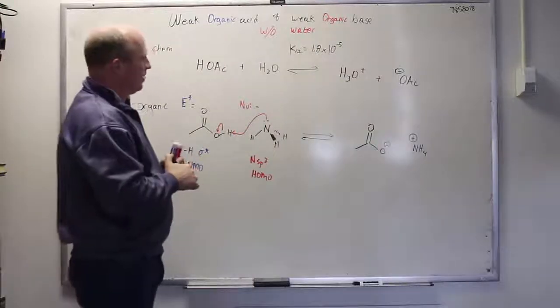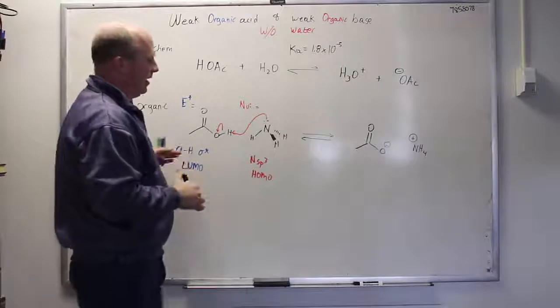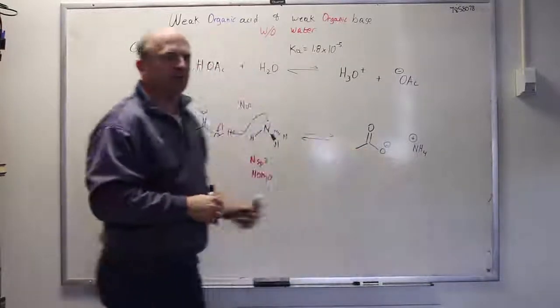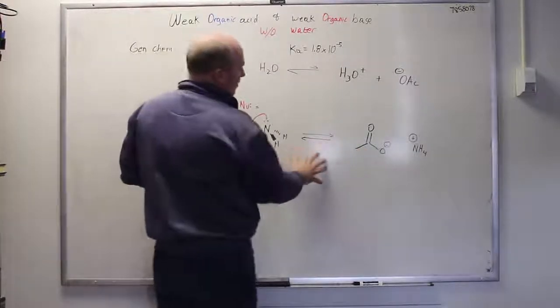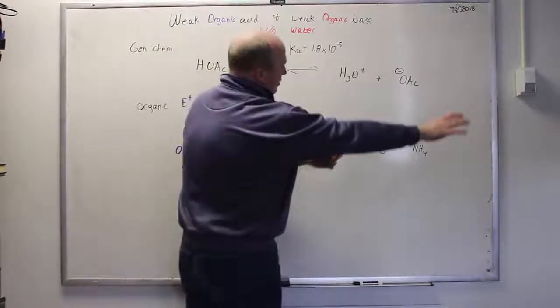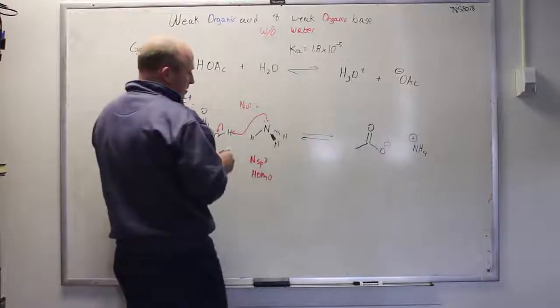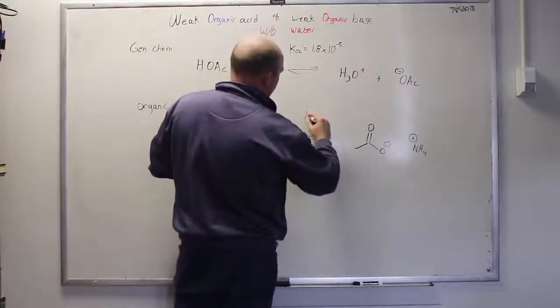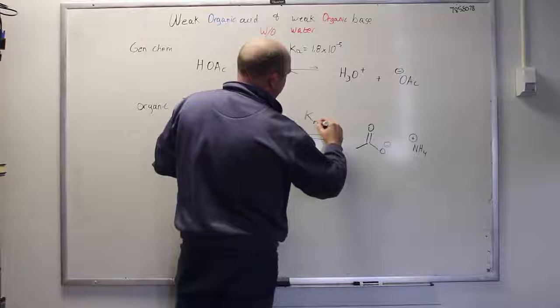But for the purposes of organic chemistry, what we're interested in doing is not only identifying these products, but trying to decide where equilibrium lies. Is this a reaction that's halfway? Is it far to the right? Is it far to the left? So what I really want to know is, what is the equilibrium constant for this reaction?